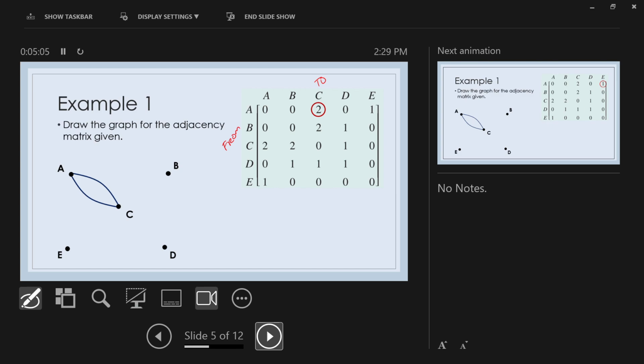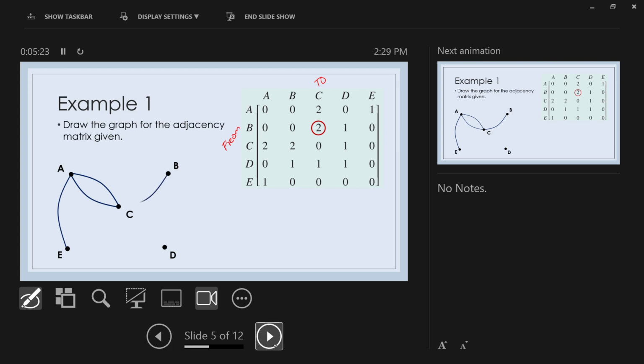So that has just ticked off those 2 lines there. As we continue through, A to D is none, and A to E is connected once. So I go across each of the rows, then I go down and start on the next one. B to A is not connected. B to B is not connected.